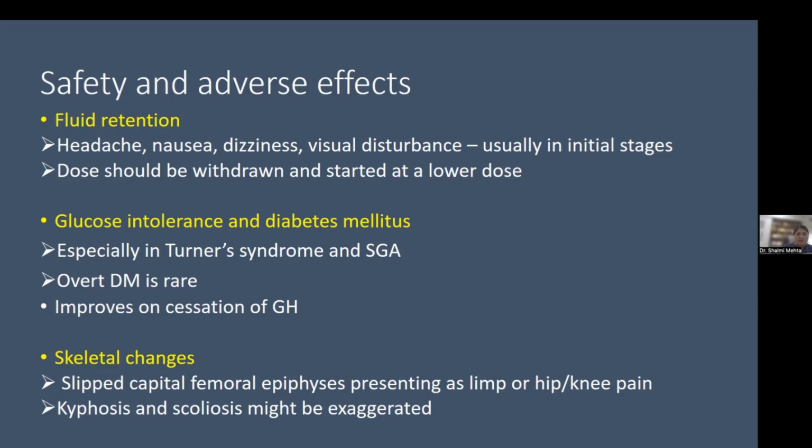Skeletal changes: growth hormone leads to rapid growth of everything. And that can sometimes lead to a slipped disc in your femur. And then the child can come to you with a limp or knee pain. But again, we haven't seen this practically in our practice. But yes, it would be worthwhile to make sure that the child is otherwise well. There is no kyphosis, there is no scoliosis, no spinal deformity also before you start growth hormone treatment. But otherwise, I would be very safe in saying that it is a very safe molecule.